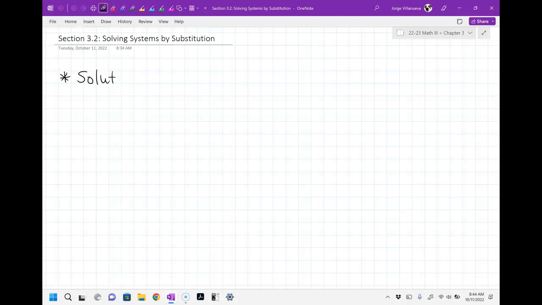Solutions are always points. Okay, in other words, an x and a y. The reason why I'm reminding you guys about this is because every year when I grade these quizzes, people find the answer to x, but they never give me the answer for y. Or maybe they find the answer for y, but they never tell me what x is. So you got to give me two answers, okay?